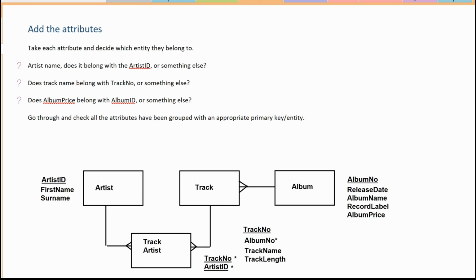So we go through all our attributes and allocate them to our entities. So we've got artist ID with a first name and surname. Album number, the primary key, has a release date, an album name, a record label and an album price. Track, primary key, track number, has a foreign key of album number. It has a track name and a track length. And then the entity track artist has track number and artist ID as the primary keys, but separately they are foreign keys, and that's why they have the asterisk behind them.